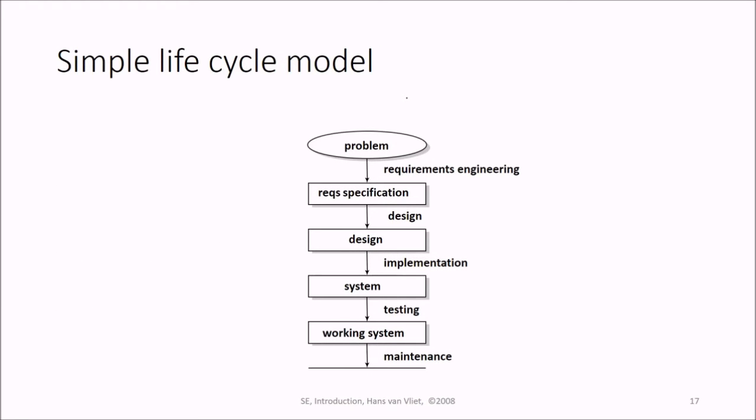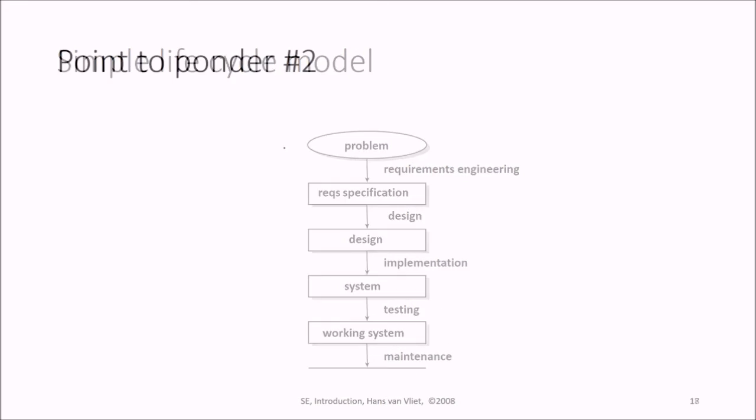So the simple life cycle model which a software adopts is: you are presented with a problem, or you have to solve a certain problem, then the requirements are gathered, that is, requirement engineering is done, the requirement specification is created, then you go to the designing phase, you design, then you implement this design in the form of a system, that is, you code, then you test the system you have made. Once you have tested it and you are confident enough to call it a working system, then you deliver it and you go to the maintenance part.